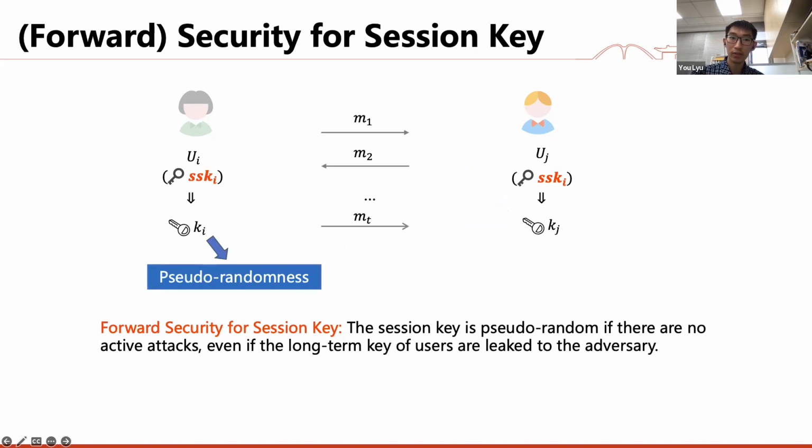Forward security for session key means the session key is pseudo-random if there are no active attacks, even if the long-term keys of users are leaked to the adversary.